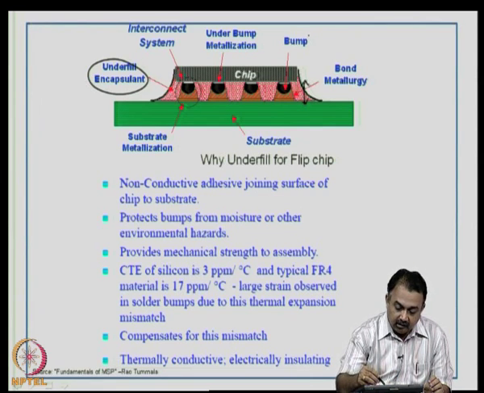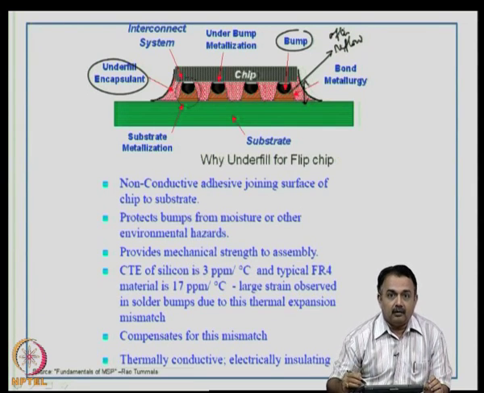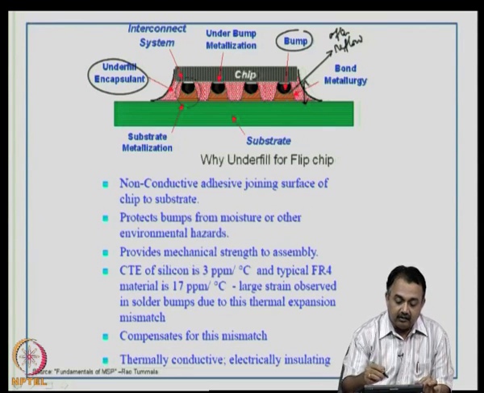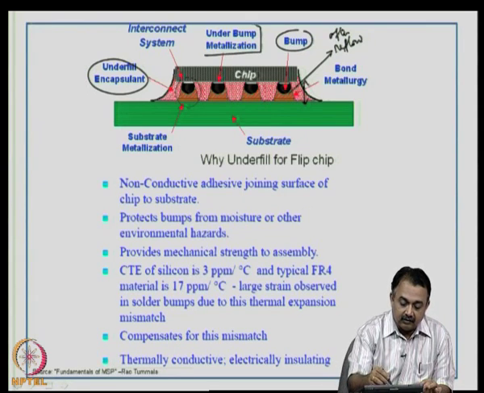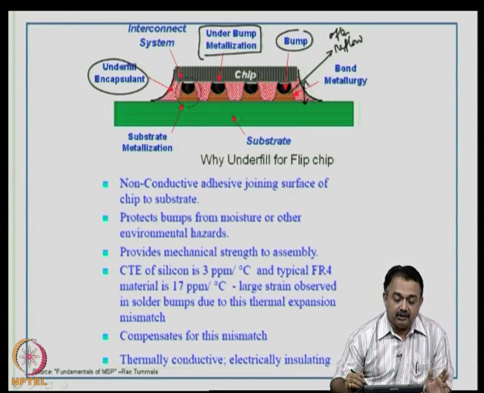these are the bumps and these are the areas where the new connections have been established after reflow. Okay. And then a new bond metallurgy has been formed. The shape is also different. A chip will always have an under bump metallization. We are going to see shortly what UBM is. UBM is very essential for a flip chip to function reliably.